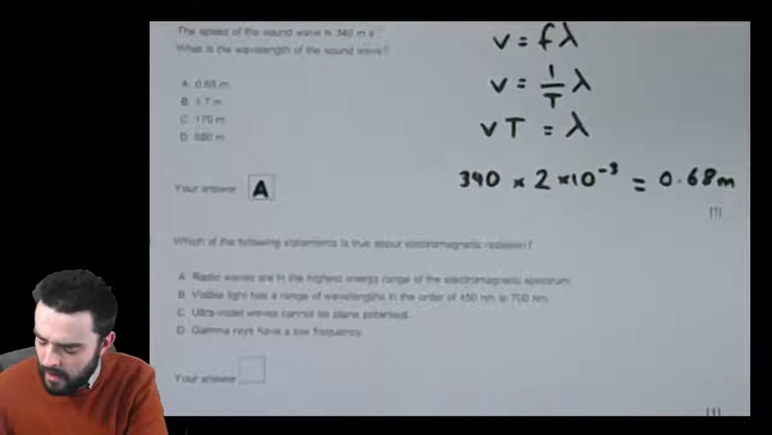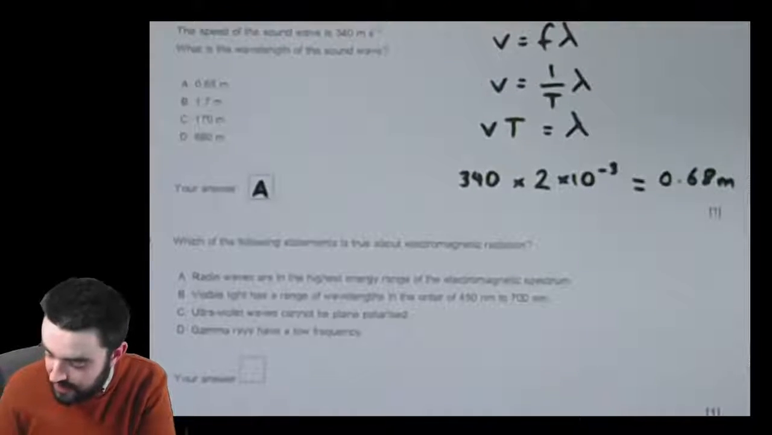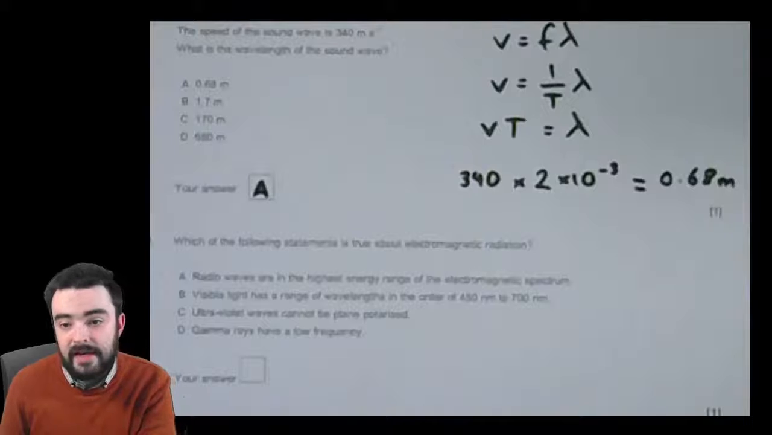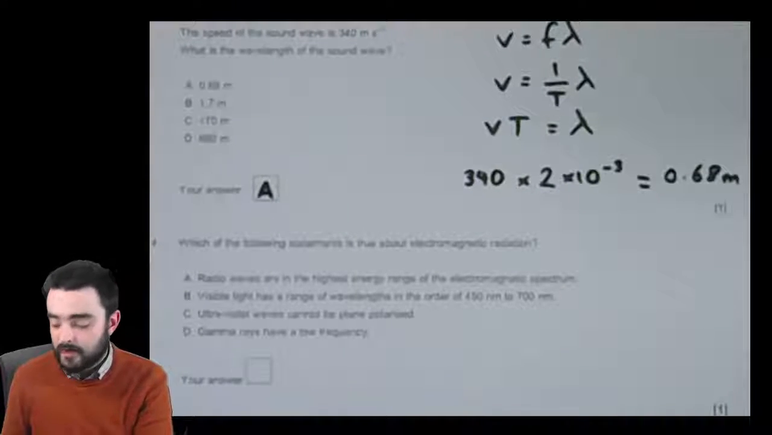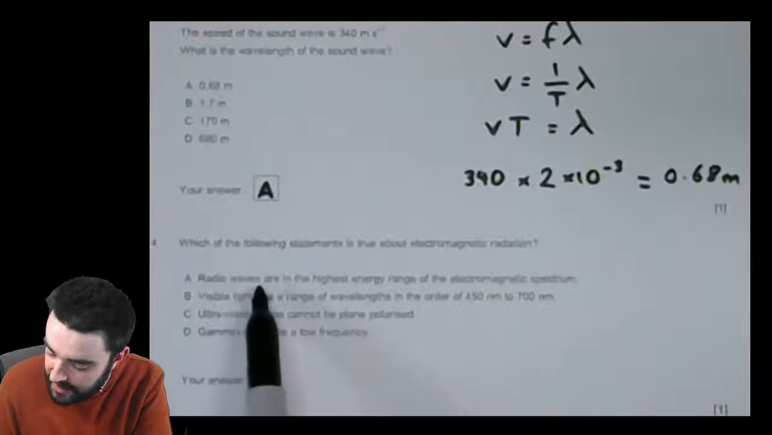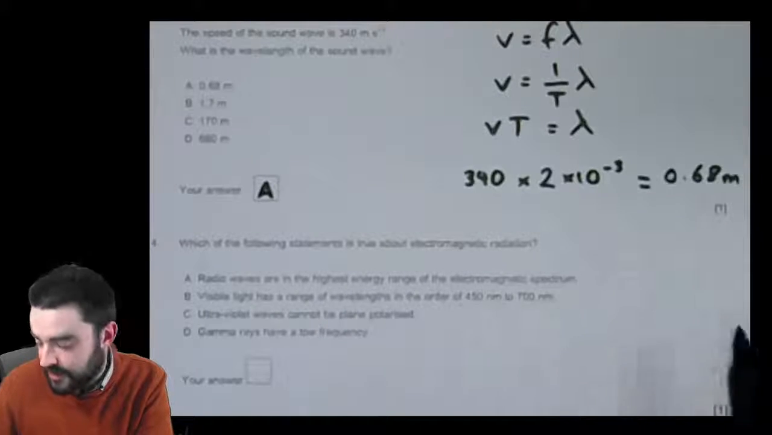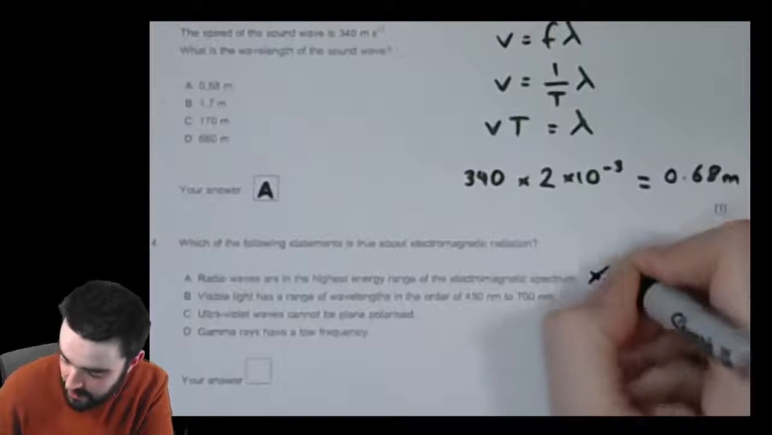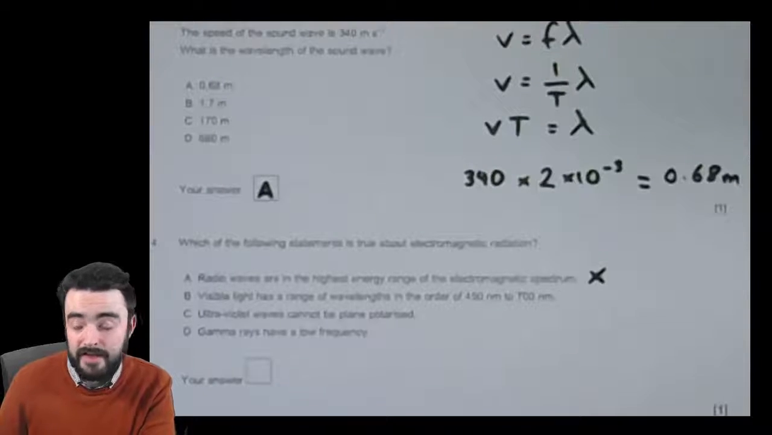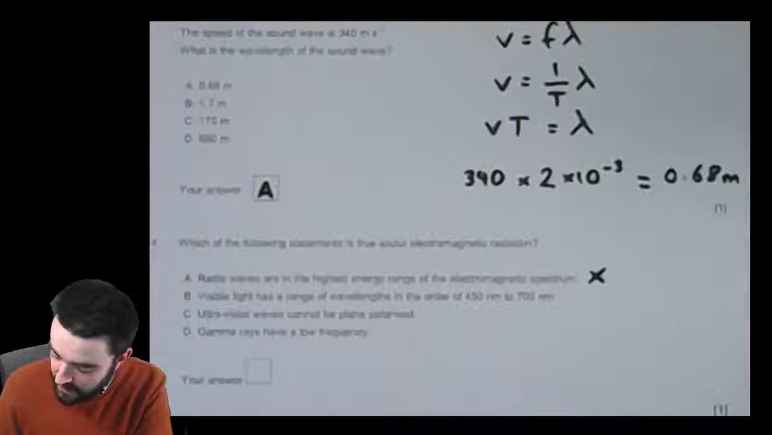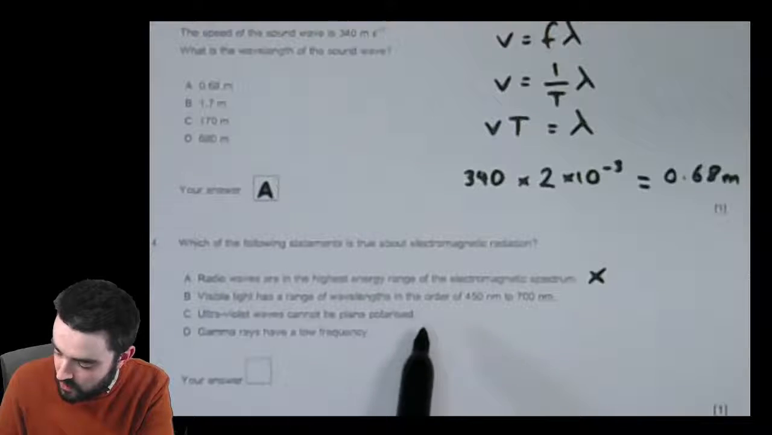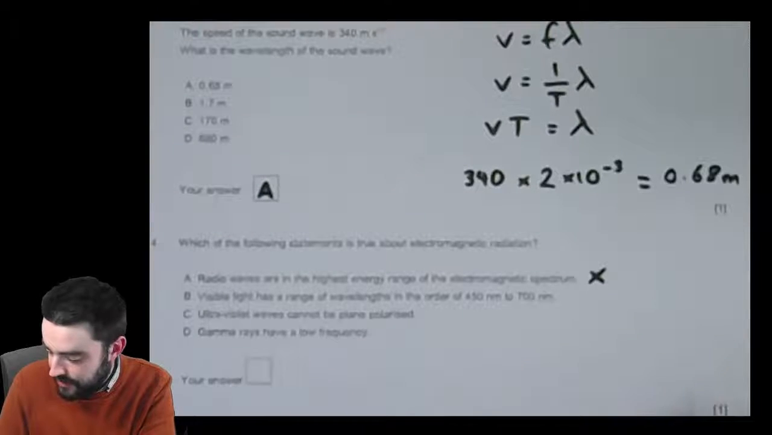Okay. Which of the following statements is true about electromagnetic radiation? So again, it's a which is true, so we can go through and try and narrow down the field. Radio waves are in the highest energy range of the electromagnetic spectrum. No. Gamma rays have the highest energy. Radio waves are at the lowest end. Visible light has a range of wavelengths in the order of 450 to 700. Ooh, I'm not sure about that one.